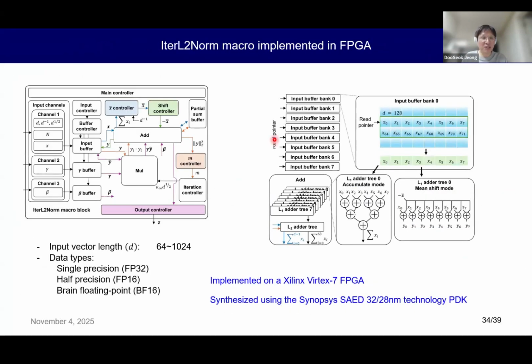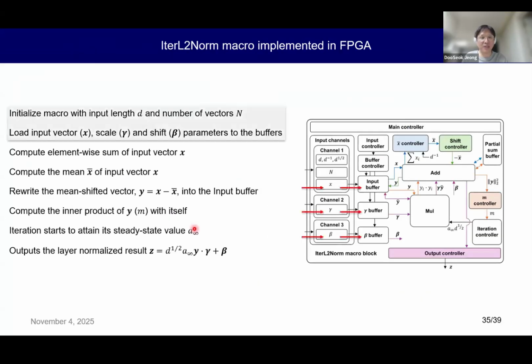Okay, so this is the implementation using FPGA. The logic is pretty straightforward. We basically do all the steps I just talked about. So let me skip it because it's nothing really special, right?